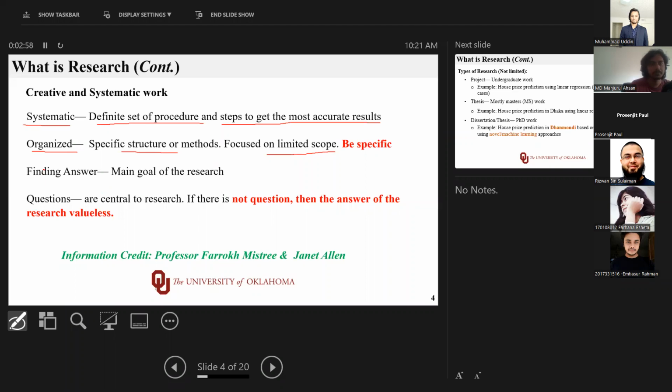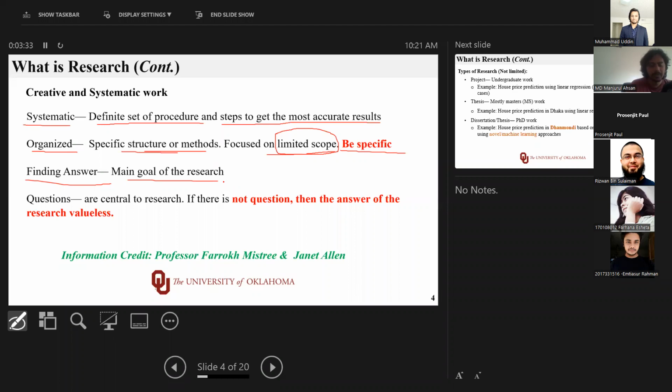Yeah. Okay, so it should be organized, a specific structure should be maintained, and it should focus on a very limited scope. It could be on a very large scale, but when you are doing research for yourself or for a group of particular people, this should always be limited, and it should be very specific. And the research goal is always finding the answer. Your main goal should be that you find some answer which will be represented in your research, in your manuscript.